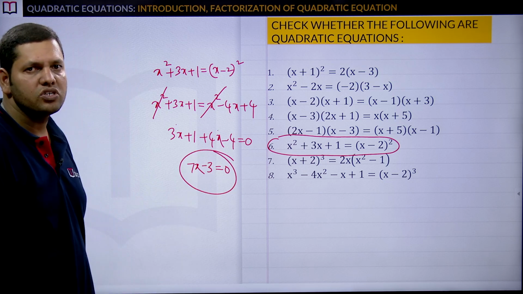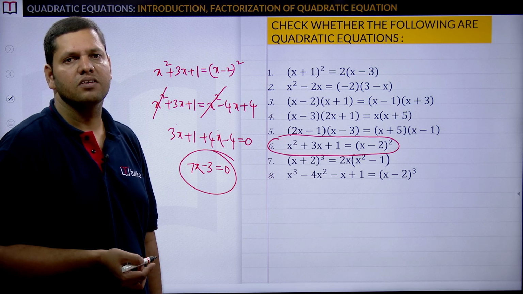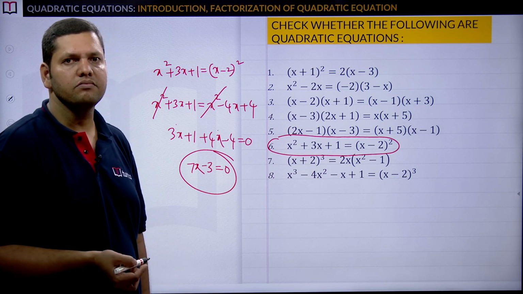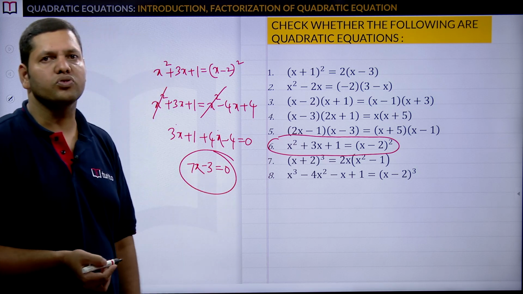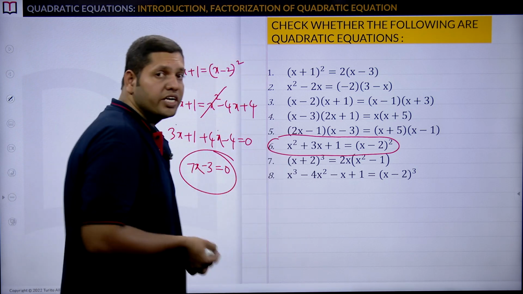So what is the answer here, children? 7x minus 3 is our final solution. Is this answer clear, children, or any doubts? Okay, I can say 7x minus 3 is our final solution. In the same way, children, you can try the remaining sums also and check it.